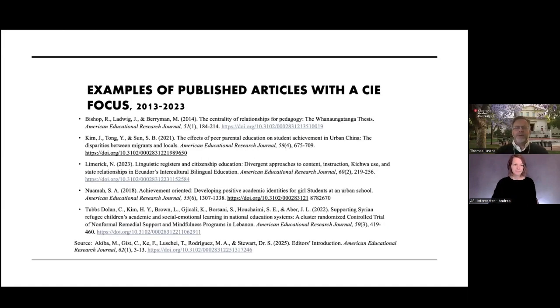And finally, in our editor's introduction, we identified a number of articles that used a comparative and international education focus. And here are some examples if you're interested in reading some manuscripts that the past editorial team found to be of high quality and making a contribution to be published. And these that are listed here on the slide are also articles that have a DEI orientation as well as having a comparative and international education focus.